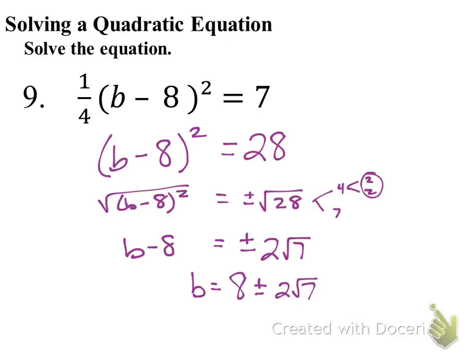Now, let's say you were taking the ACT or SAT or ASVAB, whatever have you. If it asked for a decimal approximation or round to the nearest tenth, then you would have to break it up and say 8 plus 2 root 7, put it in your calculator. But 9 times out of 10, the ACT will want you to stop here. Those are what the answers will look like.